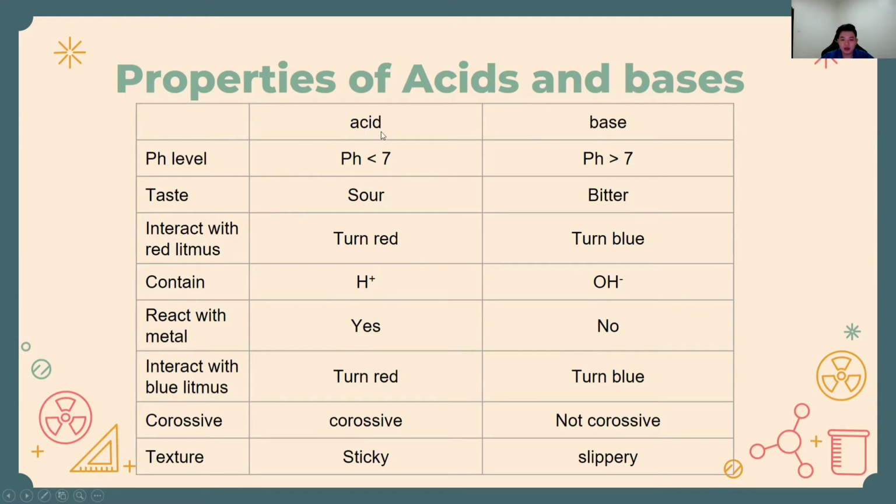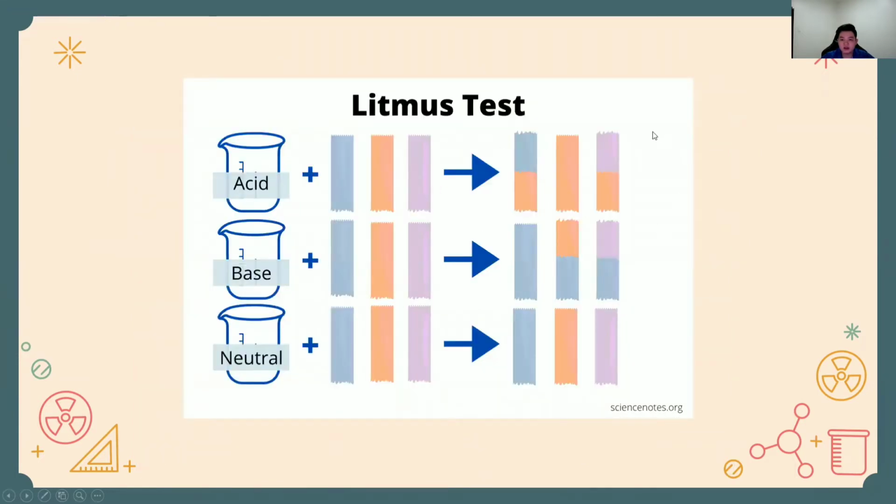And acid does react with metal, but base doesn't. If acid interacts with blue litmus, it turns red, but base, it will turn blue. And then acid is corrosive, but base is not. The texture of acid is sticky, and the texture of base is slippery. Here are the examples of litmus test. Acid plus any color litmus will turn red, while base will turn blue, and neutral will not change color.